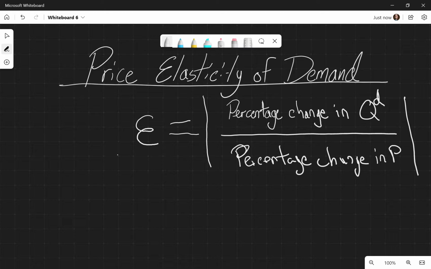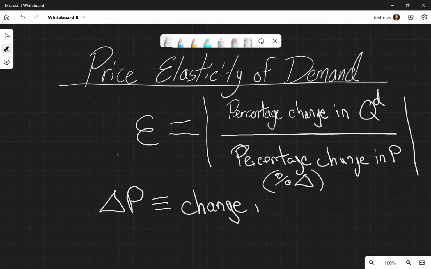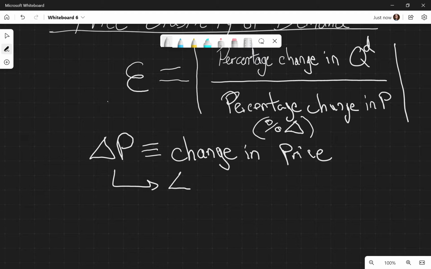And we know that percentage change we can abbreviate by using the percent symbol and then using the delta symbol, which means change. So the other way that we can represent this, since this means change in price, therefore, the quotient of that, if we divide that by the price, that gives us the percentage change.